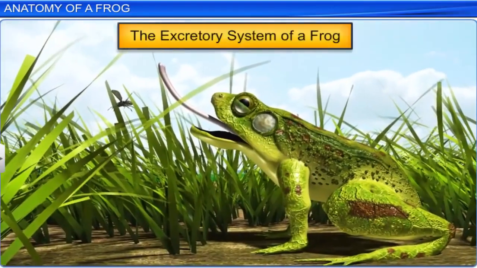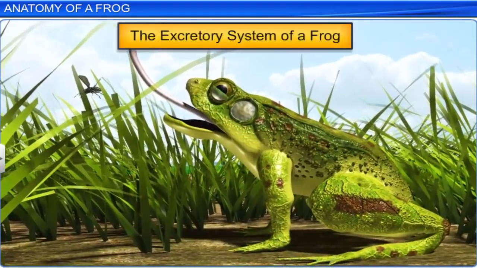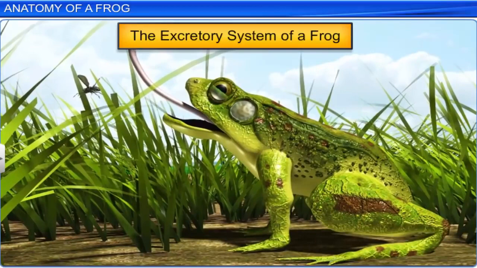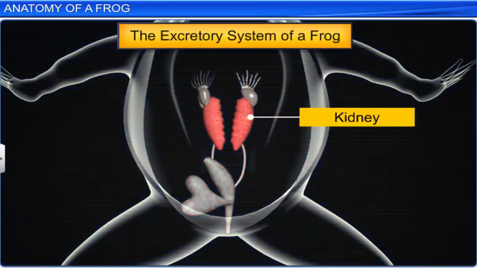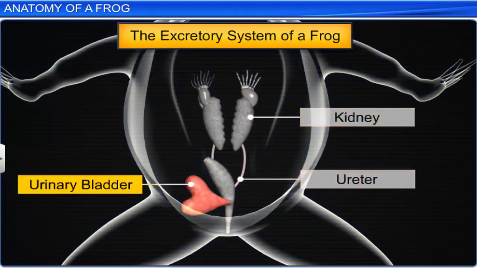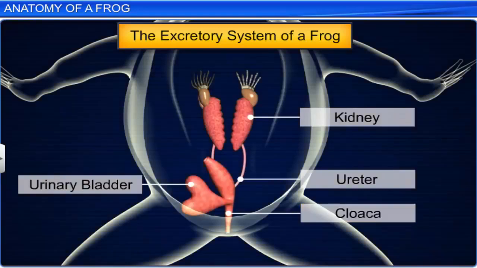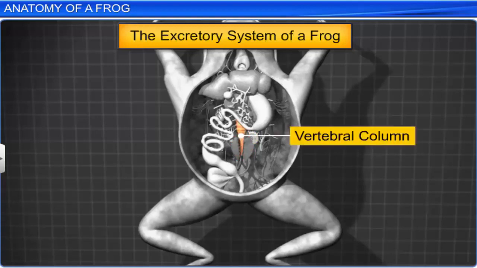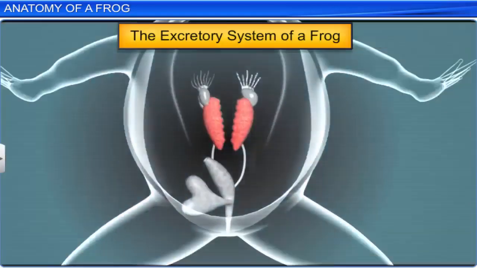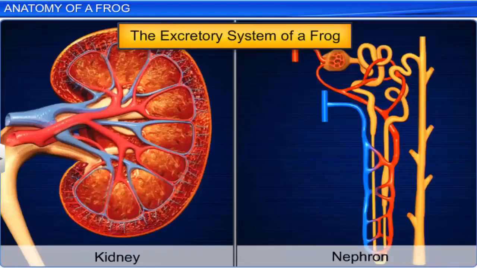The anatomical study also includes the excretory system. This system consists of a pair of kidneys, ureters, the urinary bladder, and cloaca. The kidneys are dark red, bean-shaped structures situated on either side of the vertebral column. Each kidney consists of several nephrons and gives rise to a ureter.